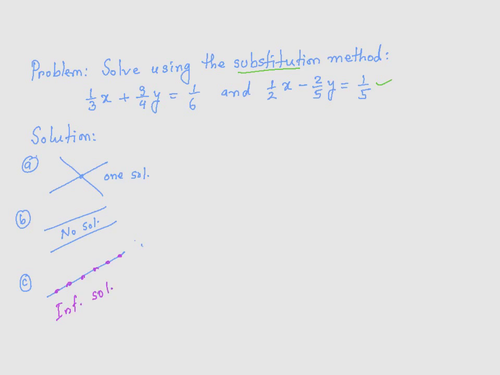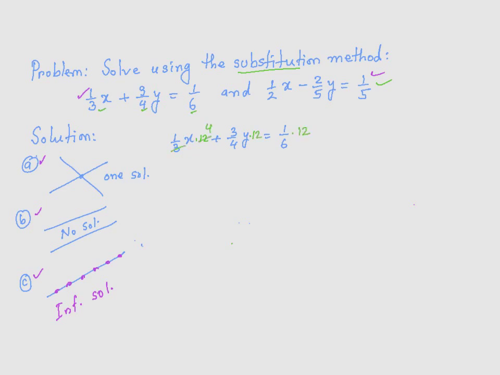Now our objective is to simplify this system of equations to the point where we can figure out whether it falls into the first category, second category, or the third category. And it's not too hard to do. What we need to do is take the given equations and simplify them. So I'm going to take the first equation, 1/3 x plus 3/4 y is equal to 1/6, and multiply it by the LCD of the denominators. So 3, 4, 6, LCD is 12. Times 12.